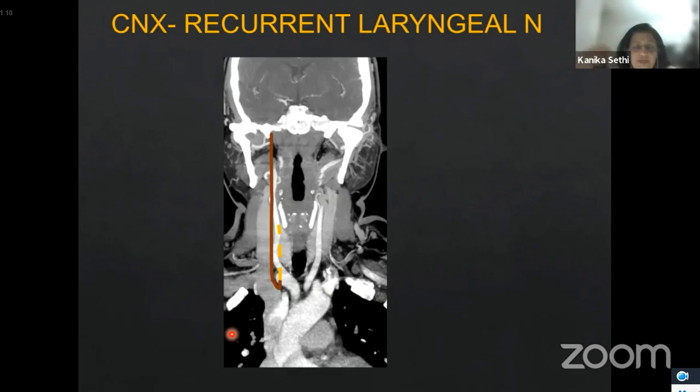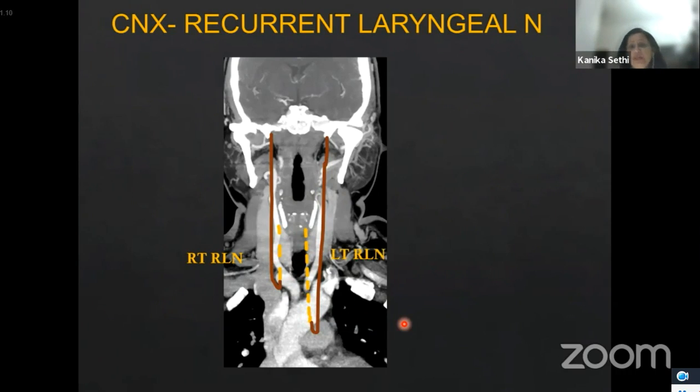But the right is different from the left. The right one is shorter, whereas the left recurrent laryngeal nerve is much longer. So the vagus nerve comes and then it turns around the brachiocephalic artery. Then it gives the recurrent laryngeal nerve, which ascends up in the neck. This is on the right side. Whereas on the left side, the vagus nerve travels down, goes all around the arch, and then gives the recurrent laryngeal nerve, which then travels up to the larynx. So you can see the right one is shorter, whereas the left one has a much longer course.